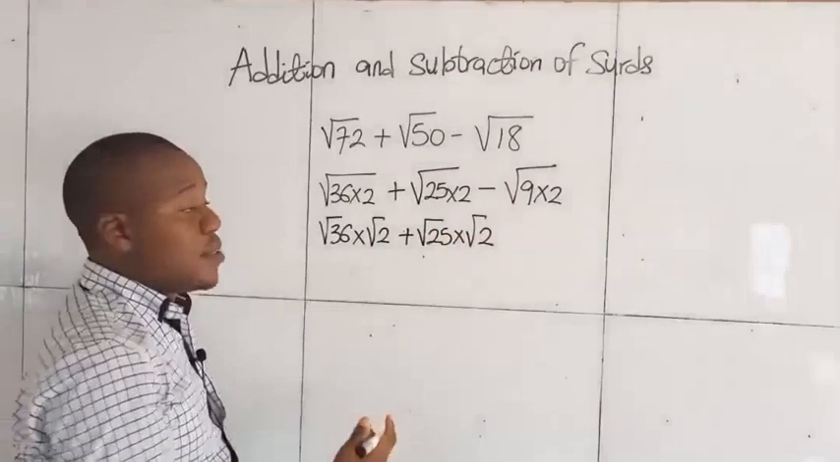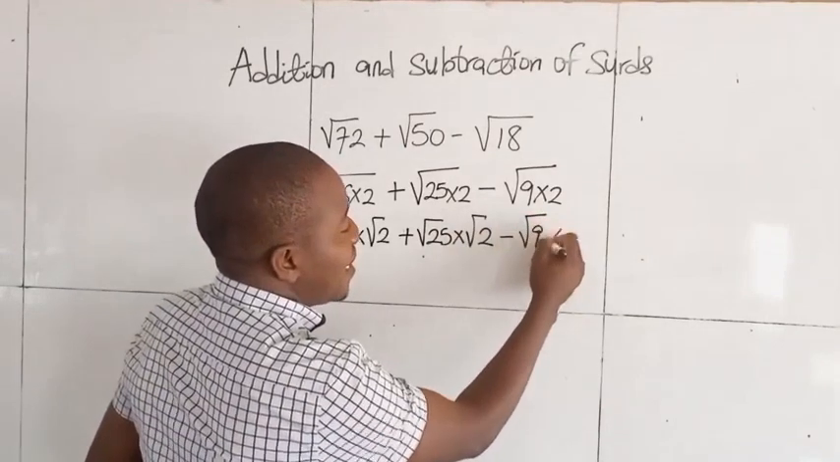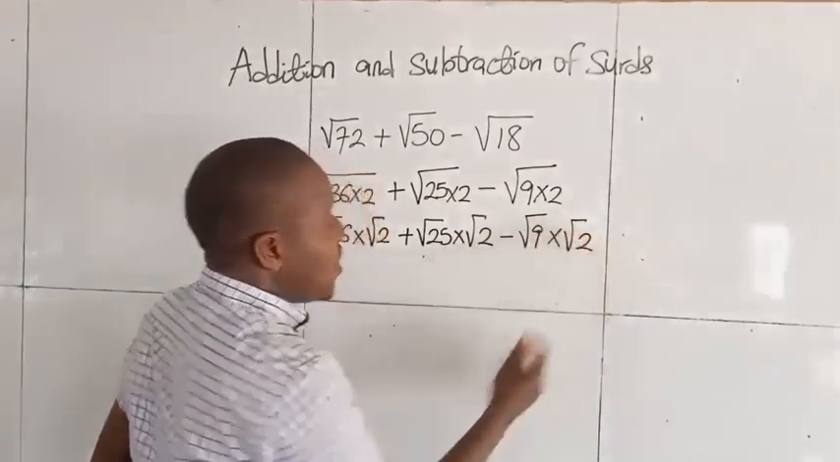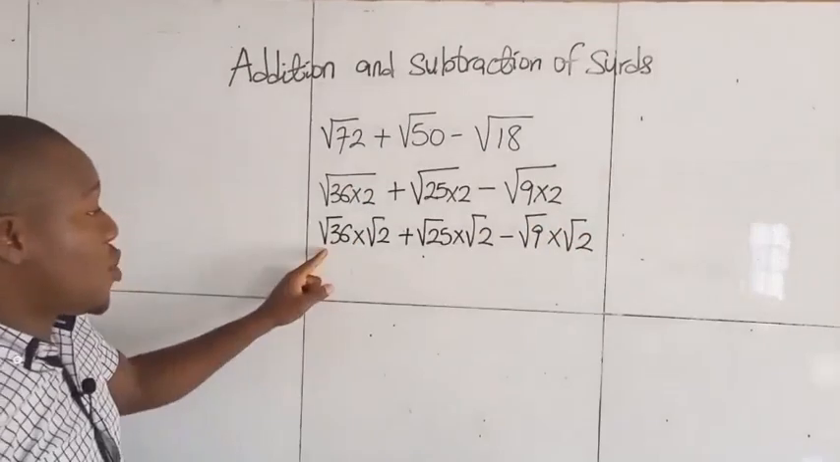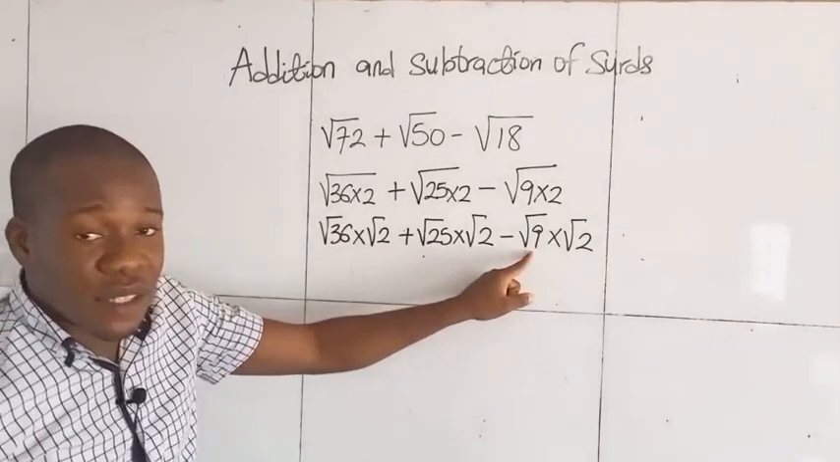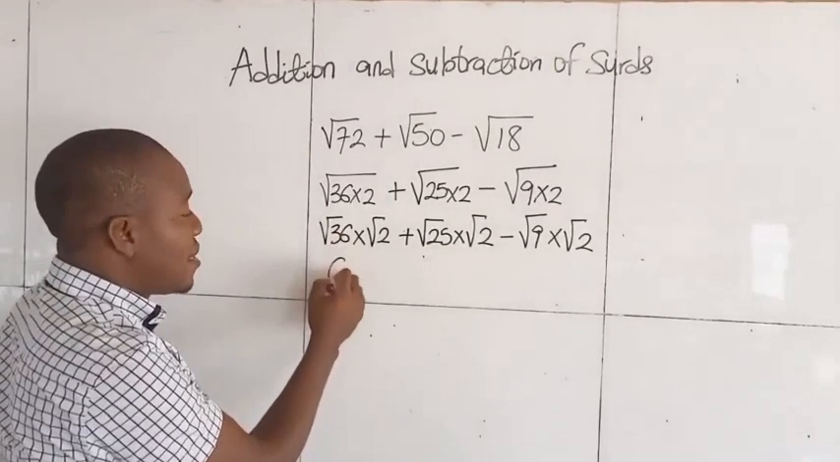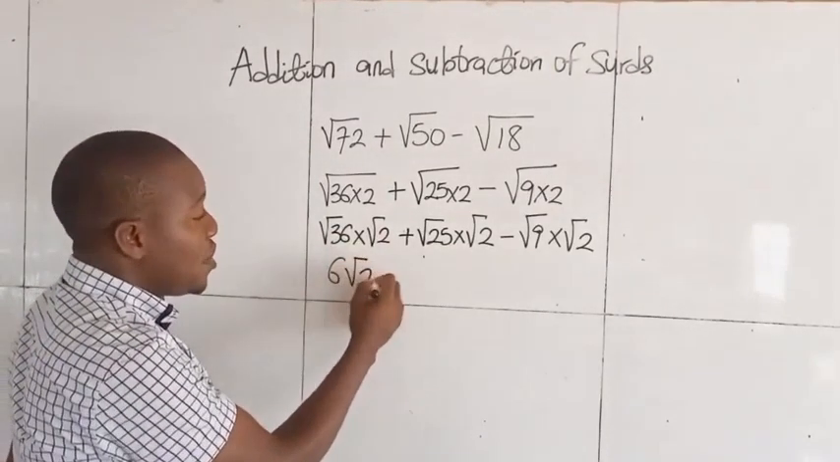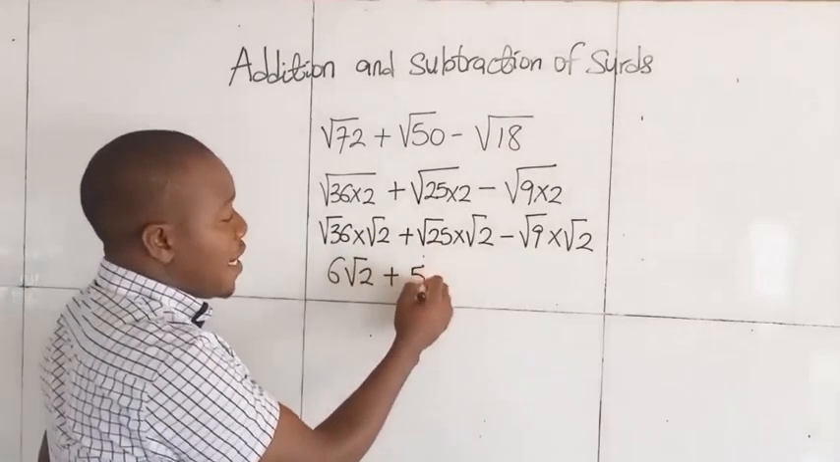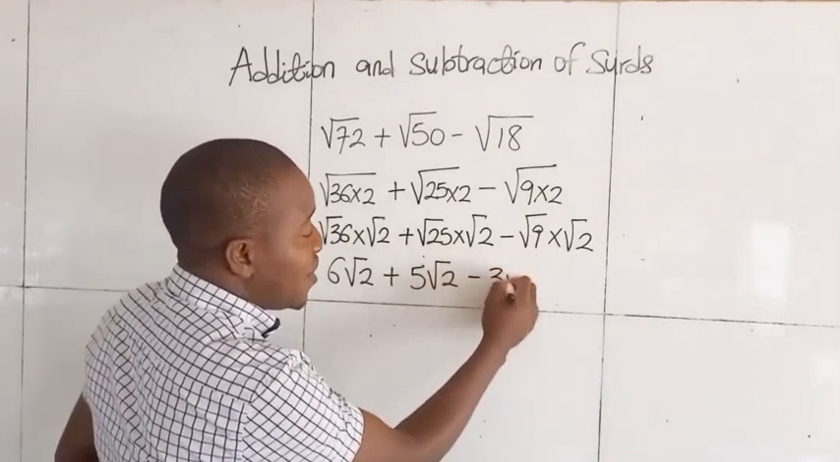I'm splitting them out into different square roots. Then minus square root of 9 times square root of 2. So we can easily simplify the square root of 36, the square root of 25, and the square root of 9 because they are perfect squares. So square root of 36 is 6. So this becomes 6 root 2 plus 5 root 2 minus square root of 9 is 3 root 2.